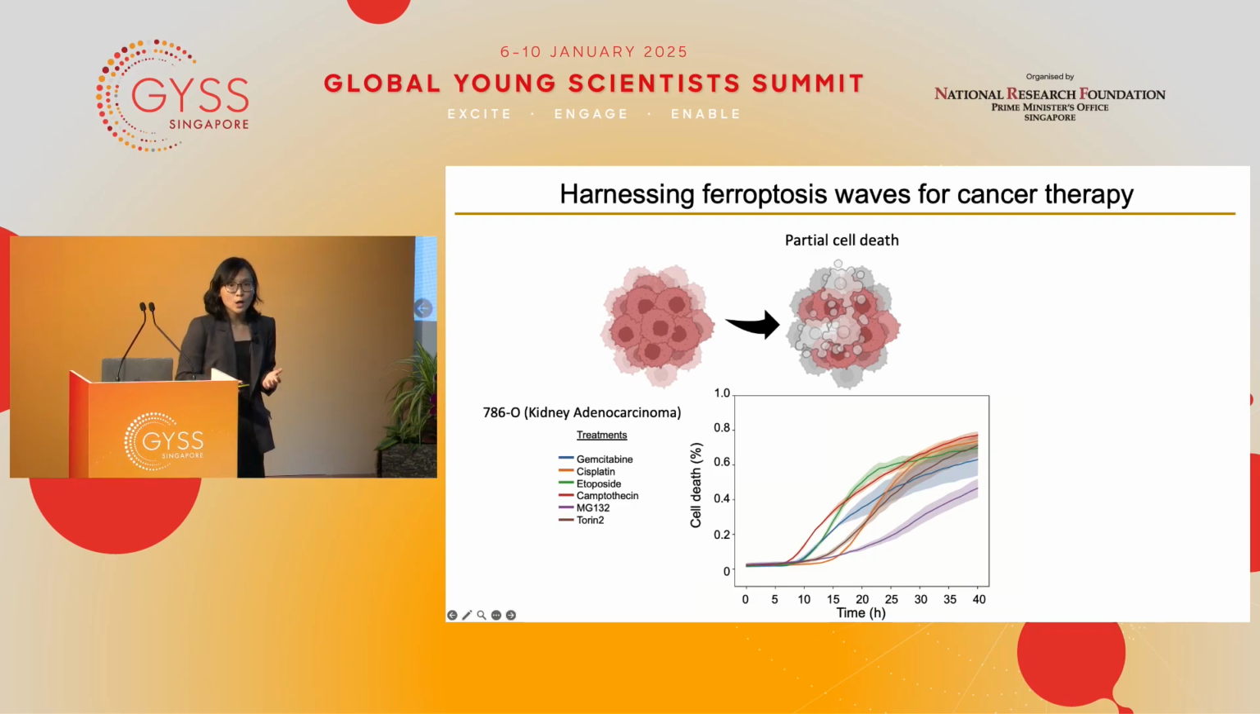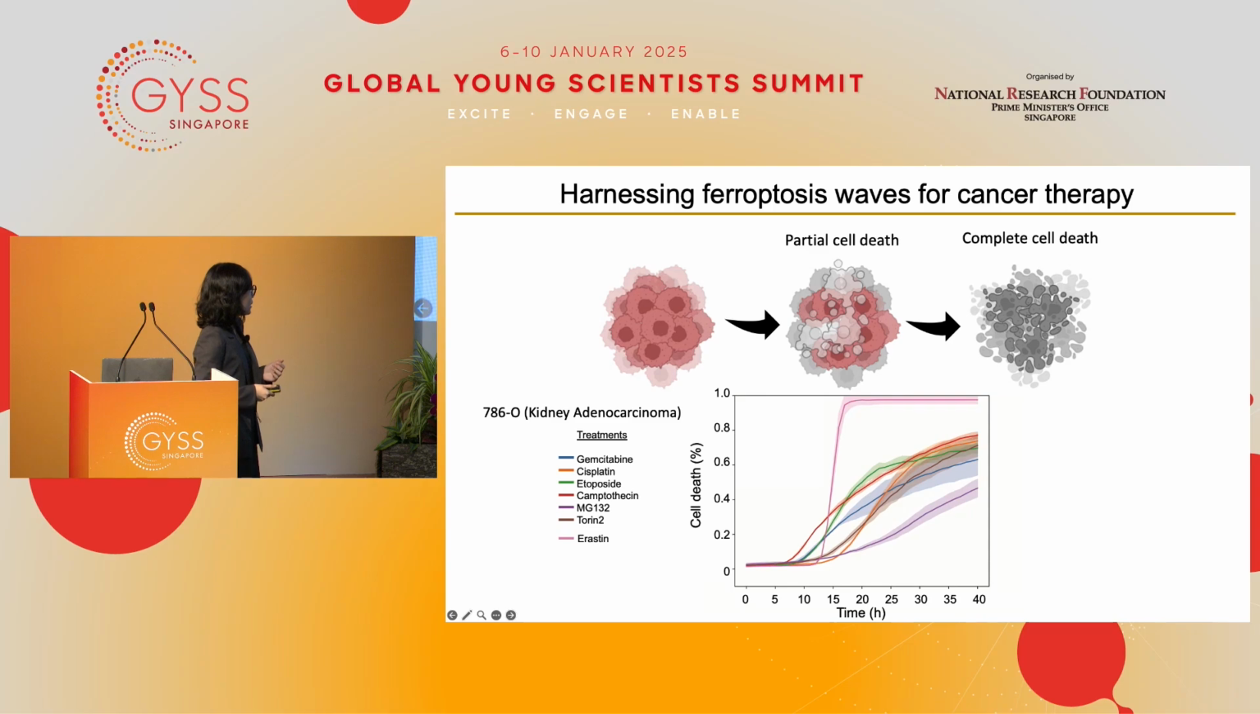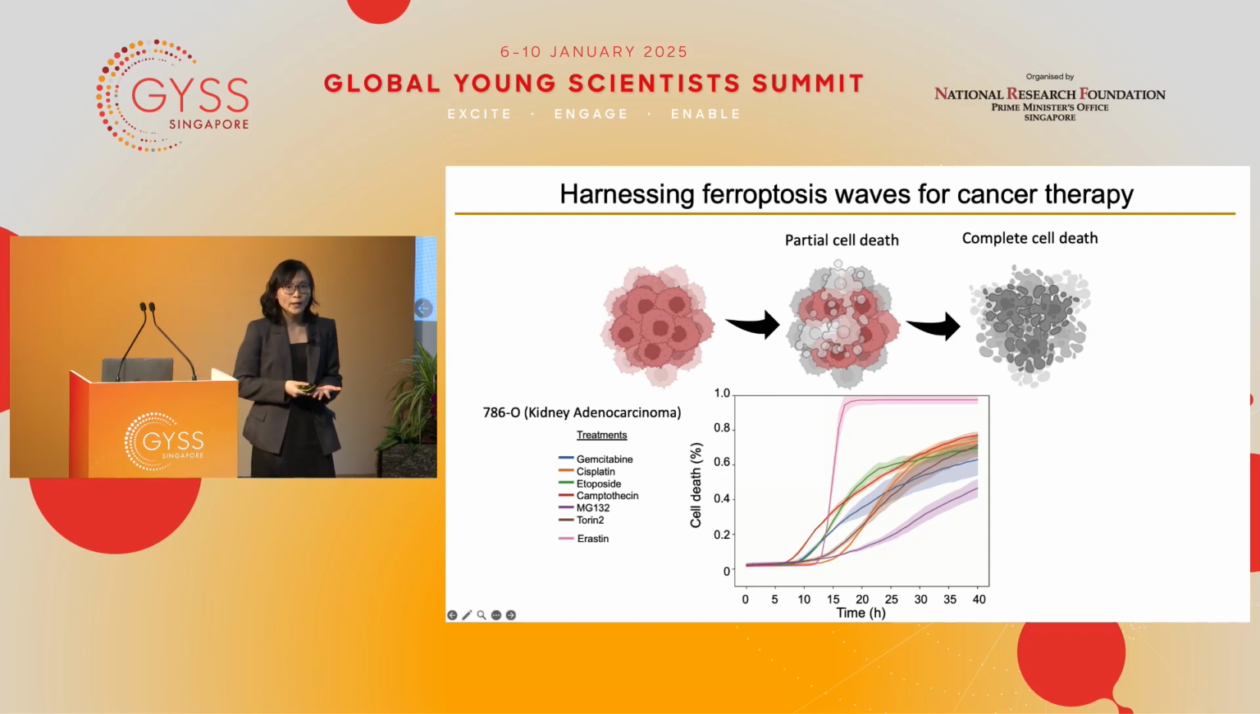However, when we treat the cells with the ferroptosis inducer Erastin, we see a rapid rise of cell death that eliminates 100% of the cell population. And this is owing to the propagative nature of cell death. So I really look forward to brainstorming with the great minds here to explore this possibility of harnessing these propagating cell deaths for cancer therapy.